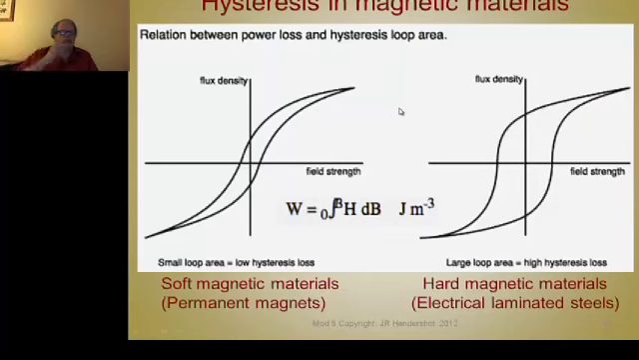And what is the relationship between power loss and the hysteresis loop? I guess you know what hysteresis is. For a permanent magnet, we like hysteresis. For laminated materials, we don't like hysteresis. This looks like something like a permanent magnet.